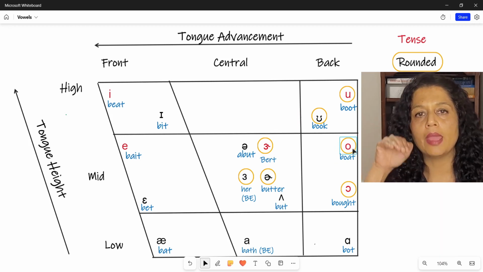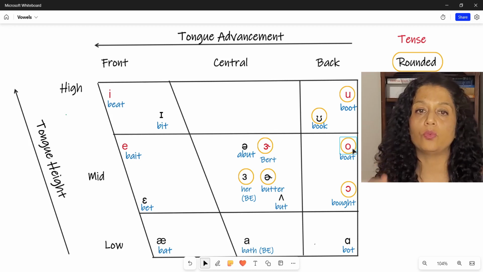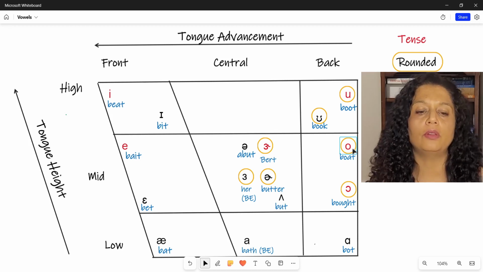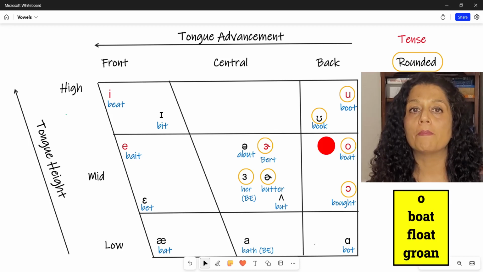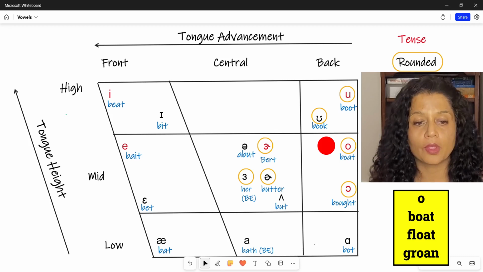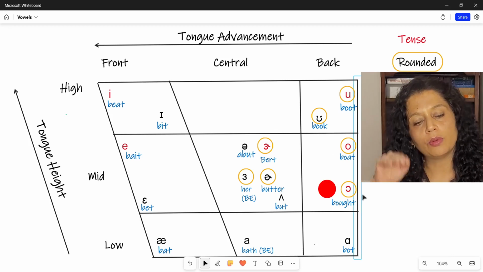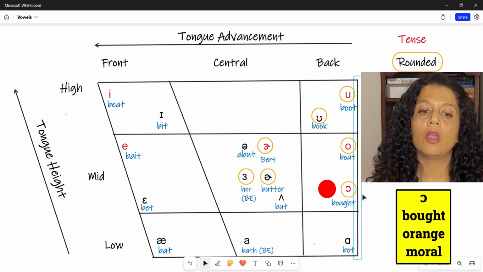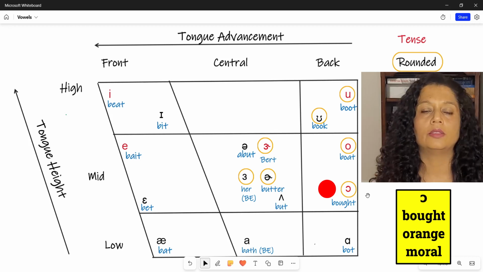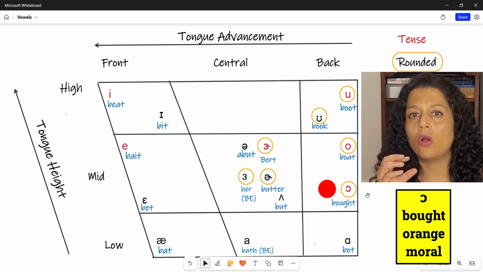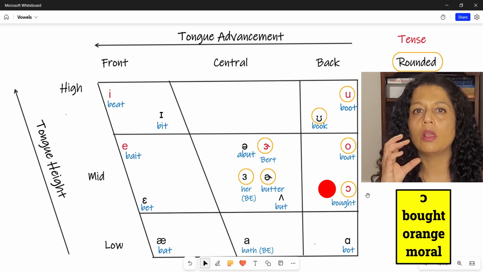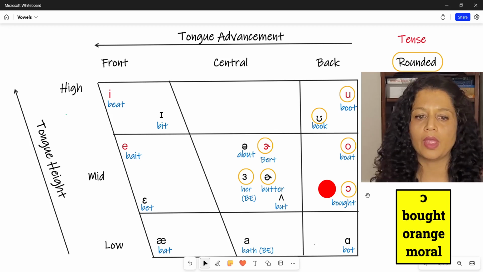Down, now we're in the middle in terms of tongue height. We're at the mid-mouth level. Oh, boat, float, goat, gloat. All right. Oh, lip rounded. It's a tense sound. Farther down, we're moving down to the floor of our mouth. Bought, orange, moral, ah. Okay, it's tense and it is rounded.